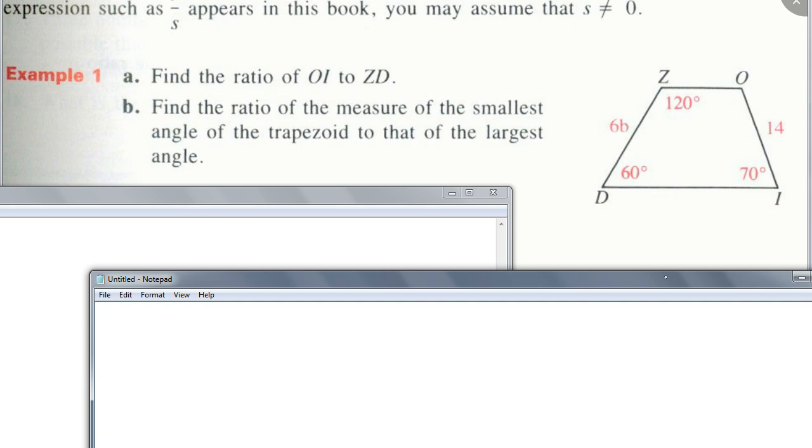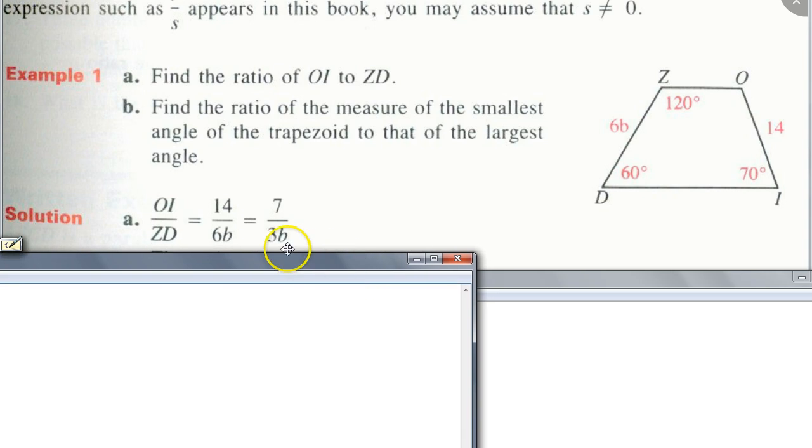How many people agree? What do you think, Nicholas? You don't agree? Wait, what did you say? He said that it's 7 over 3b, or 7 to 3b. You could say that, right? Okay. So can I write 14 to 6b? No, that's not simplified. So you want to write 7 to 3b, or 7 over 3b. Remember, with ratios, you could say 7 to 3b as well, same thing, right? They could use that word "to" too.